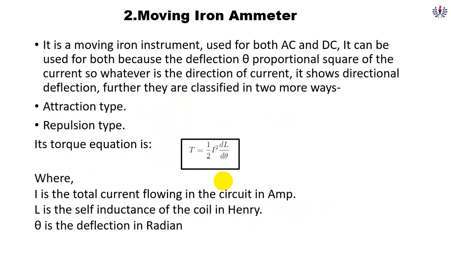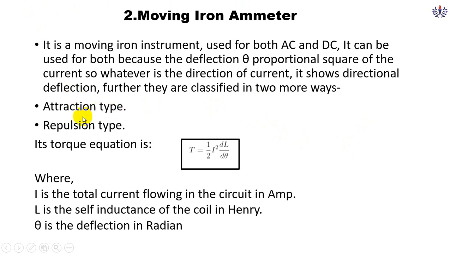Next, we are going for the moving iron ammeter. In the voltmeter also we may discuss this. The moving iron type of instrument can be used for measuring both AC and DC, because the deflection theta is proportional to the square of the current. So whatever the current direction, it shows the deflection in the same direction. So there is no drawback of the kind we faced in the PMMC instrument.